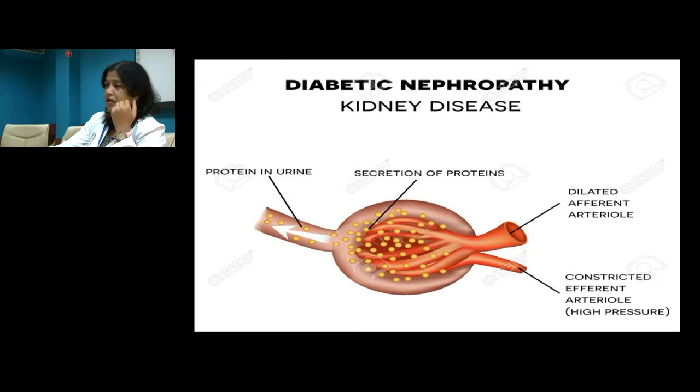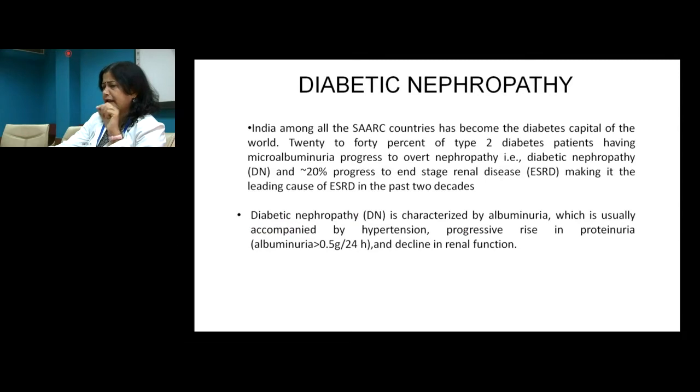That means one is diabetic nephropathy, one is diabetic neuropathy, and one is cardiopathy also. So now you are seeing the picture: protein in urine, secretion of protein. When the patient is suffering from diabetic nephropathy, then there is a protein leakage in the urine. So India, among all the SAARC countries, has become the diabetes capital of the world.